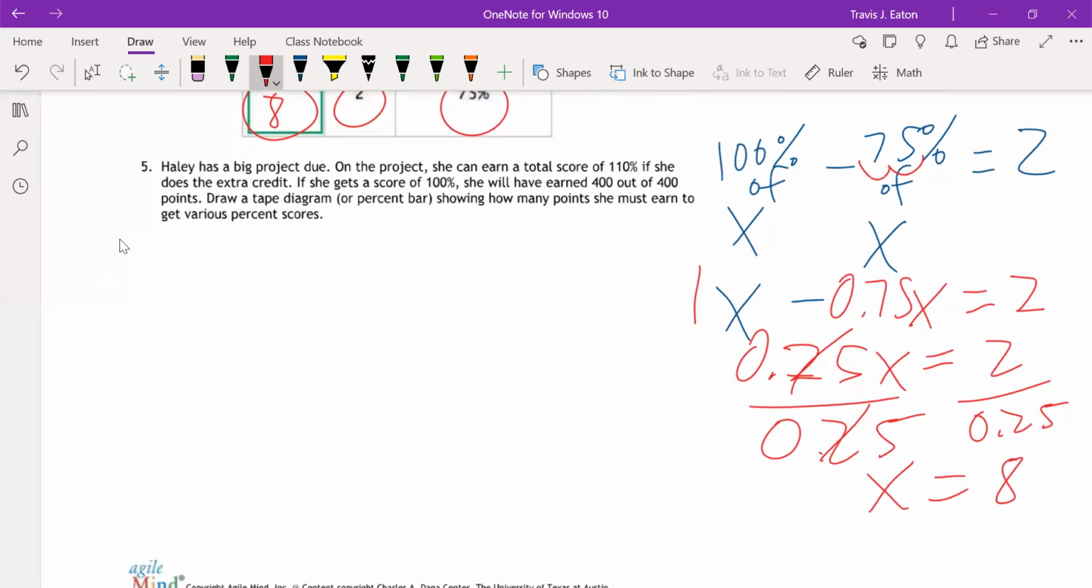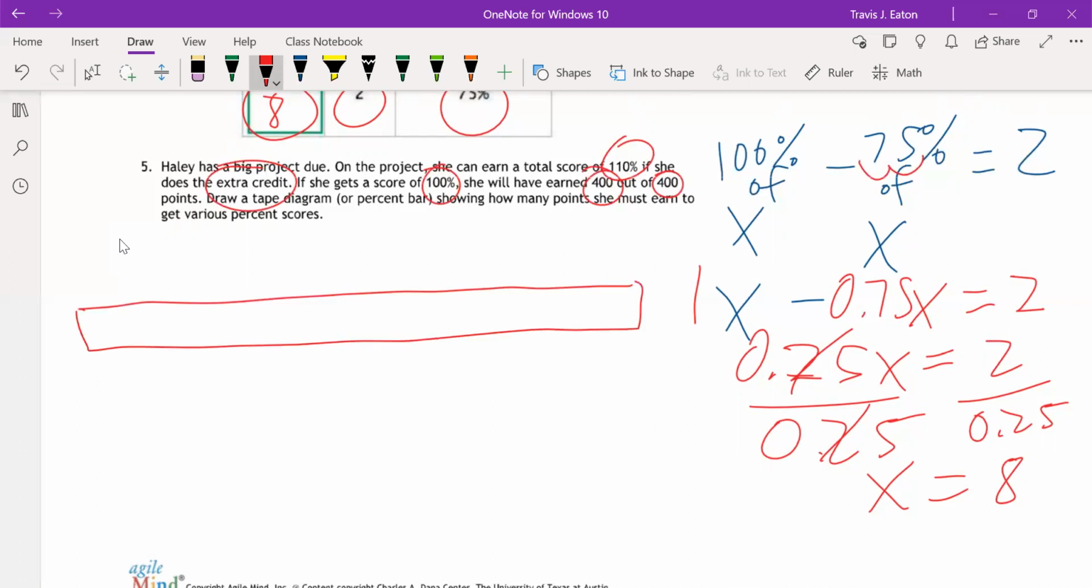All right. Well, let's take a look at number 5. Haley has a big project due. On the project, she can earn a total score of 110% if she does the extra credit. If she gets a score of 100, she will have earned 400 out of 400 points. We're going to draw a tape diagram or percent bar showing how many points she must earn to get varying percent scores. Okay, well, let's draw our tape diagram here.